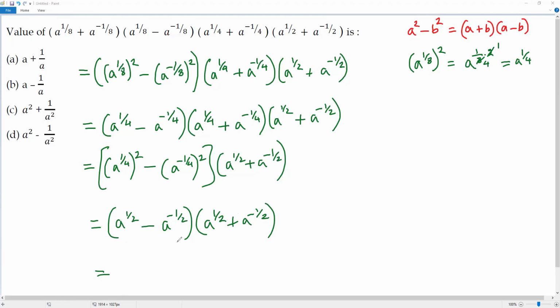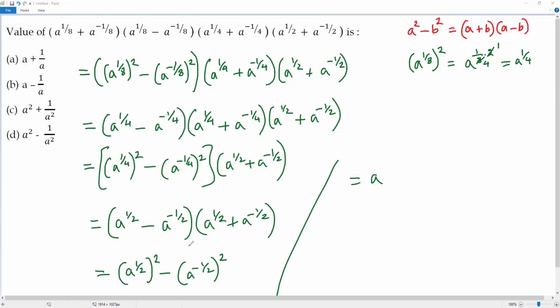Okay, here I multiply two binomials. Again, these two binomials are in the form of a positive b times a negative b. Here we have a positive b, a negative b. At the place of a, we have a to the power of 1 over 2. At the place of b, we have a to the power of negative 1 over 2. So for a square, we have to take the square of this one. Then I'm getting a to the power of 1 over 2, the whole square, negative. For b square, we have to take the square of this one. Then I'm getting a to the power of negative 1 over 2, the whole square.